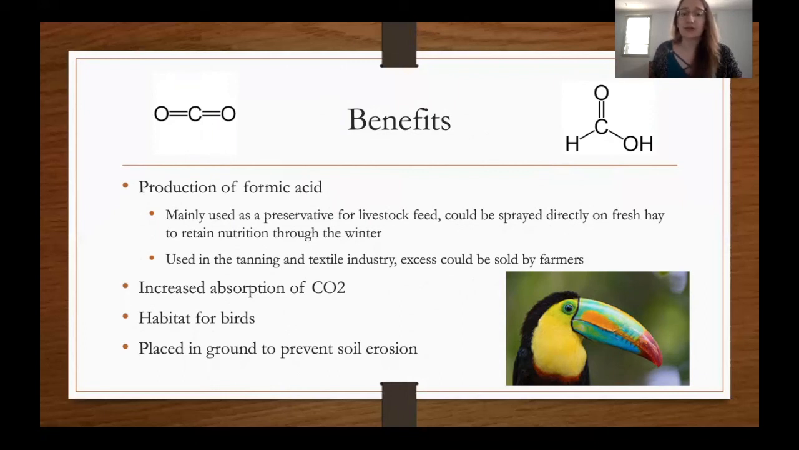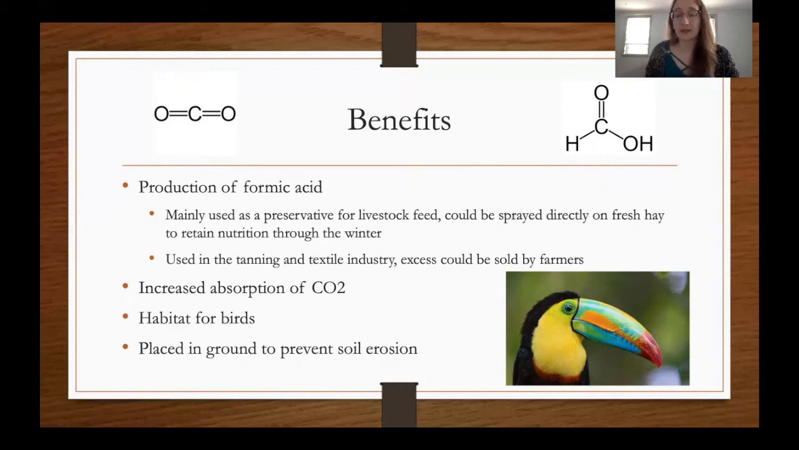Additionally, you can use it for the tanning and textile industry. So, the excess formic acid produced could be sold by farmers to interested parties. So, then you have a dual income where you have your cattle income, maybe you have your hay income, and then you also have formic acid income. Additionally, for the environment, we have increased absorption of CO2 and no release of greenhouse gases. This is very important to try to help combat that climate change aspect of deforestation.